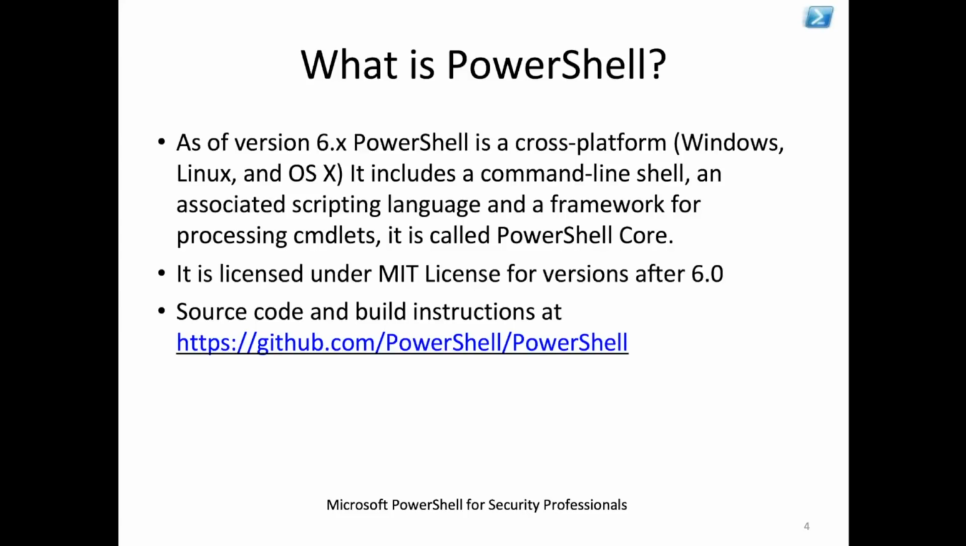Now, after version 6, PowerShell is actually licensed under the MIT license. You can find the source code and build instructions at github.com/PowerShell/PowerShell. Now, if you're a security professional, this is very useful because let's say you want to do research on how AMSI, the anti-malware scan interface, actually works. You can take a look at it right there in the source code for PowerShell.